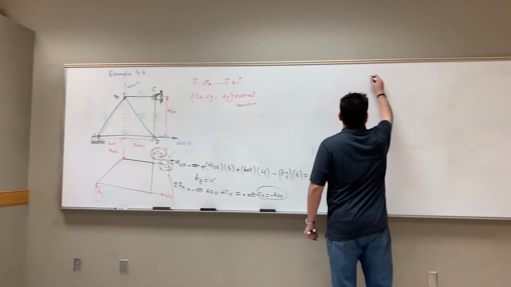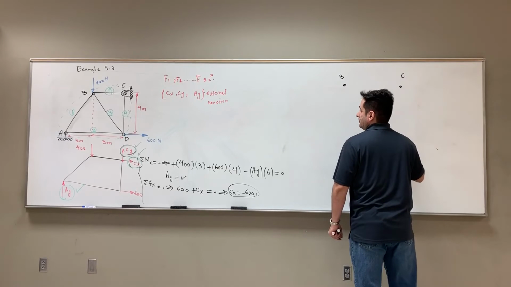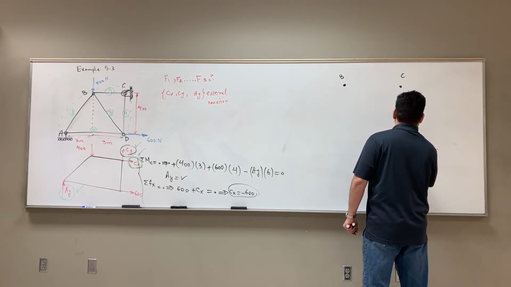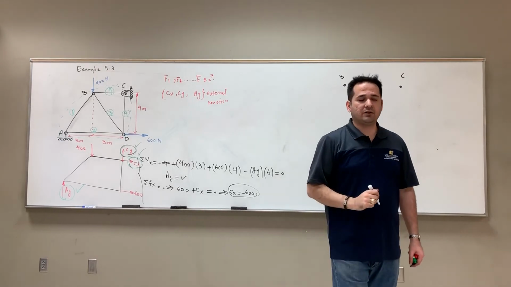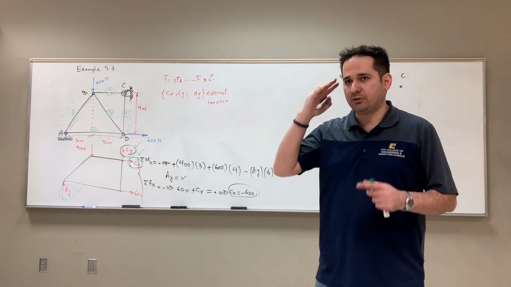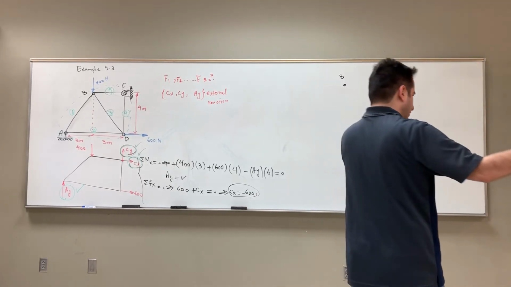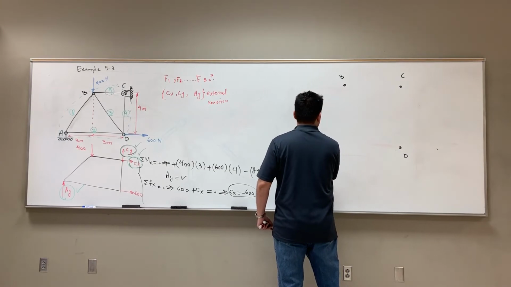Joint B, joint C, joint B. In the method of joints, the system are the joints. So I know what to do. I don't need to think about what part of this I should take as the system. The joints are the system. So I put all the joints here and draw the FBD.